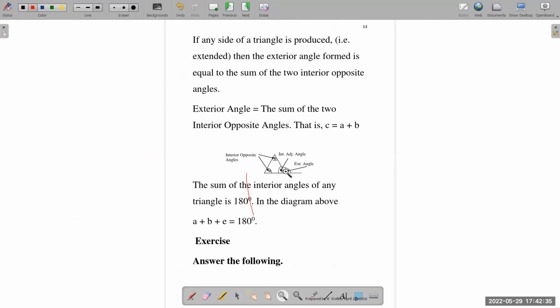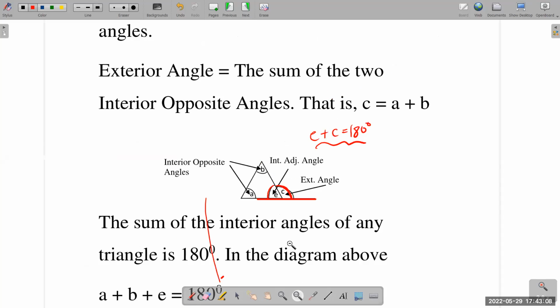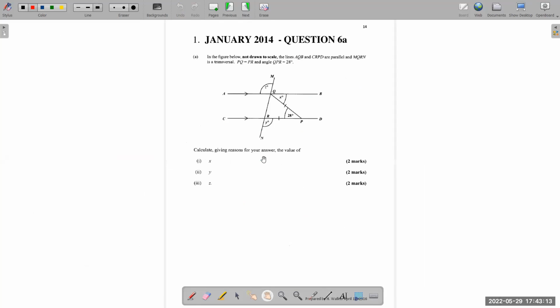Then from there, we have internal and external angles. If you are to extend any side, you would create an external angle. This is what we have here. And then you have your internal angle. What do you realize about these two angles? Aren't they supplementary? So we need to remember this, that E plus C is equal to 180 degrees. That's how you find an external angle or internal angle. Everybody with me?